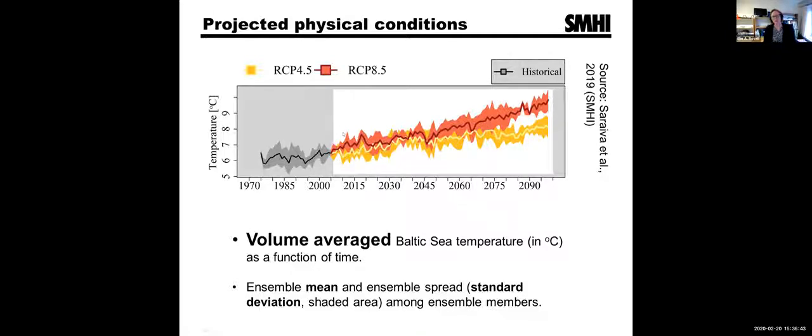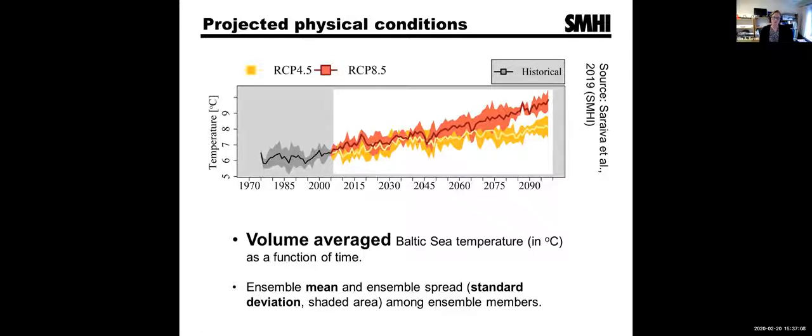two different RCPs, it's kind of the same increase until the mid-century, and then it's going apart a little bit, so it's a higher temperature increase for the RCP 8.5. And the colored shaded areas in the different colors are the standard deviation.